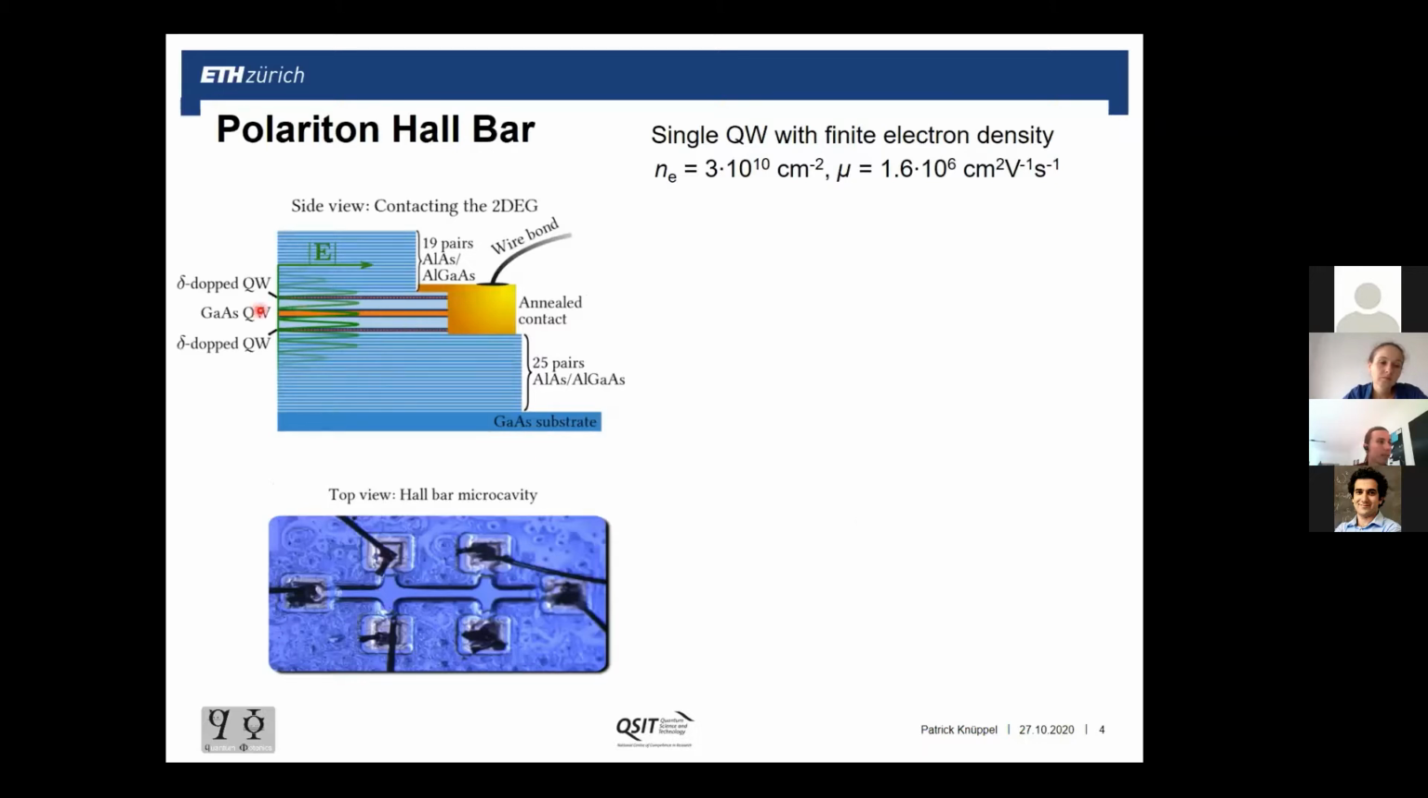We have a single gallium arsenide quantum well that is embedded in a DBR cavity, and the quantum well is doped with silicon in these thinner doping quantum wells, which are placed at nodes of the cavity field just to reduce optical absorption losses, but also to prevent this electric field from ionizing too many impurities and leading to unwanted changes in electron density. We then pattern this MBE-grown sample into a Hall bar shape and make electrical contacts to the 2DEG. And this kind of device then allows us to study the interplay between electronic transport and polariton transport.